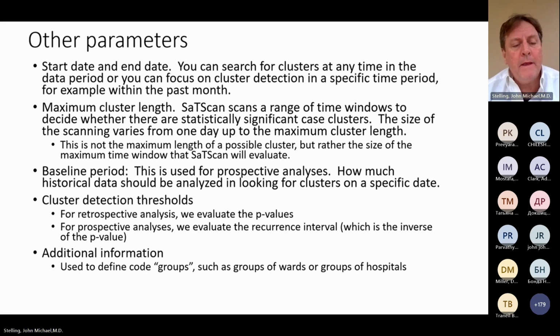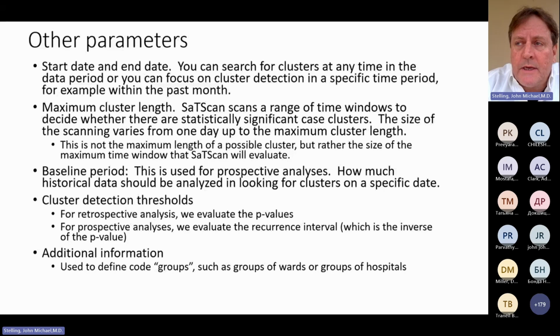Baseline period, this is used for prospective analyses. How much historical data should be analyzed? For retrospective analyses, we look at the p-values. For prospective, we look at the recurrence interval, which is the inverse.